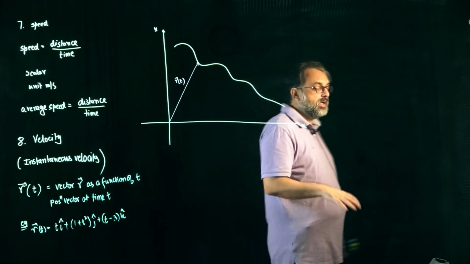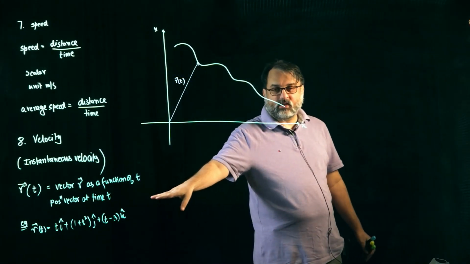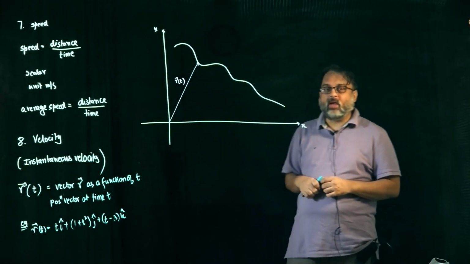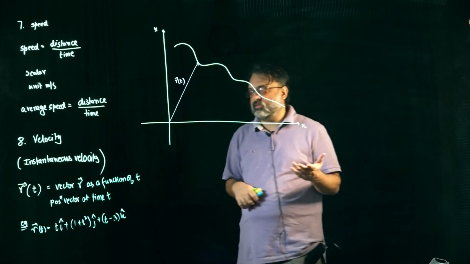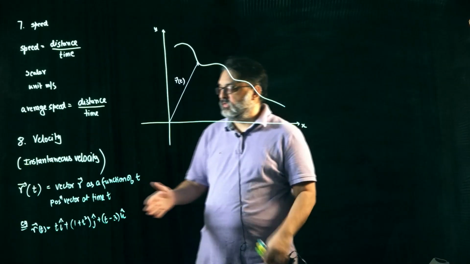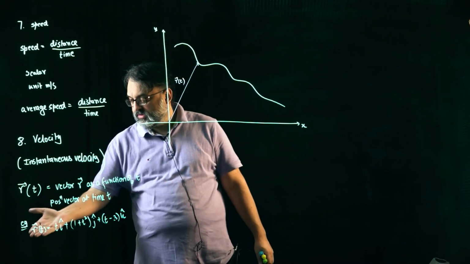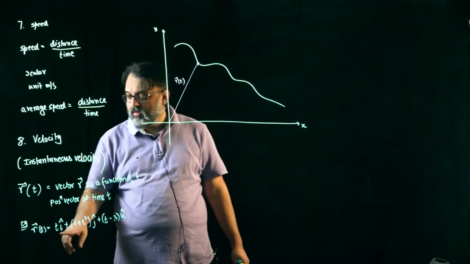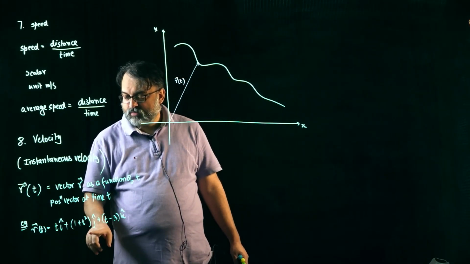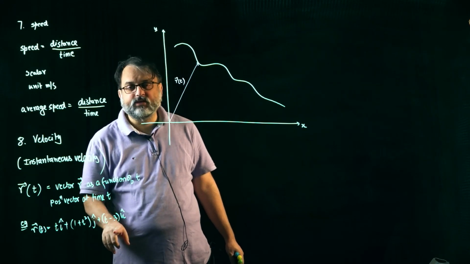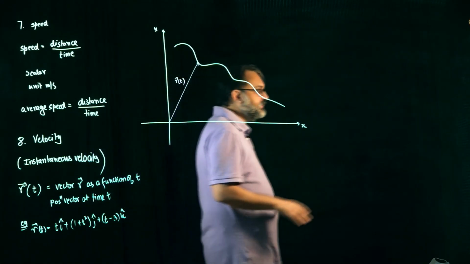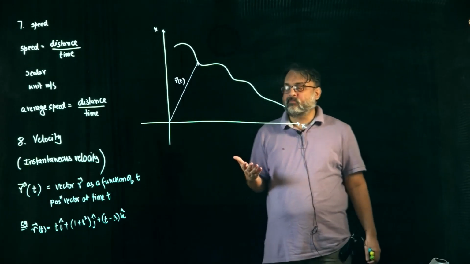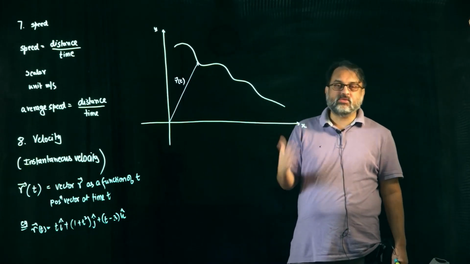So if you know that this is the position vector as a function of time, and I ask you where the particle is at t is equal to 1 second, all you have to do is put in the values, right? In this case, the position vector of the particle at t is equal to 1 second would be i cap plus 2j cap minus 2k cap. And as time goes on, the position vector of the particle changes.